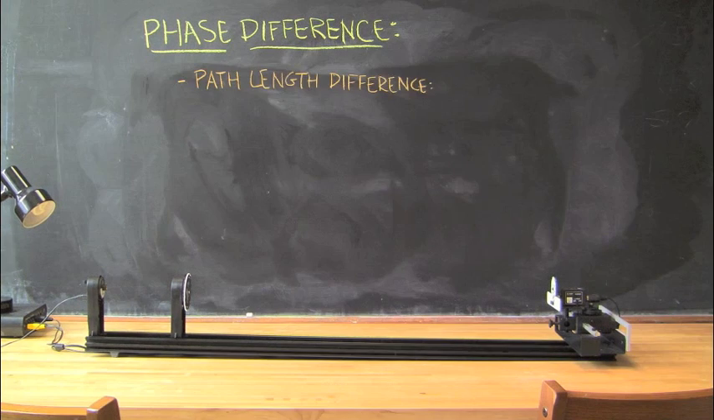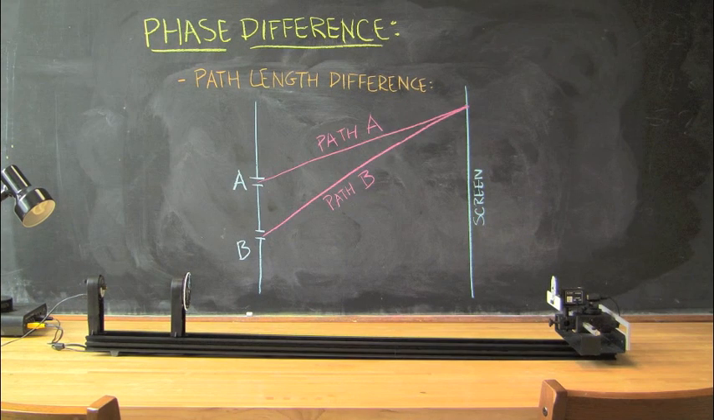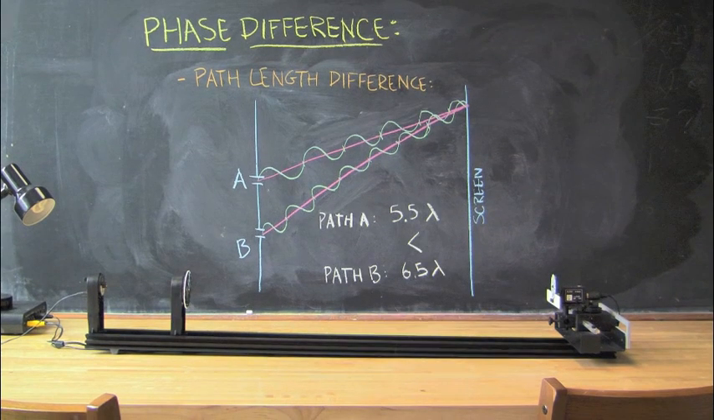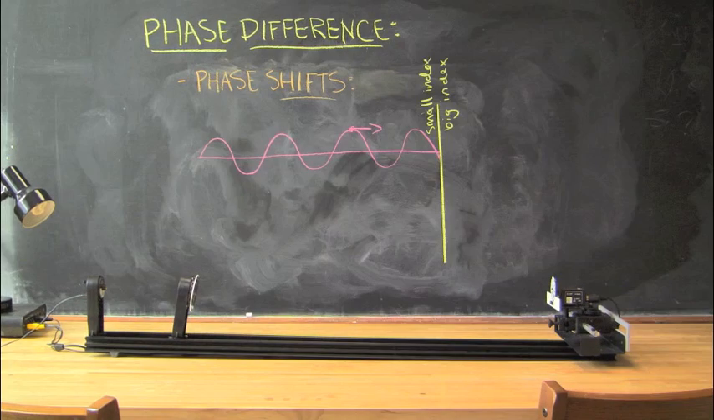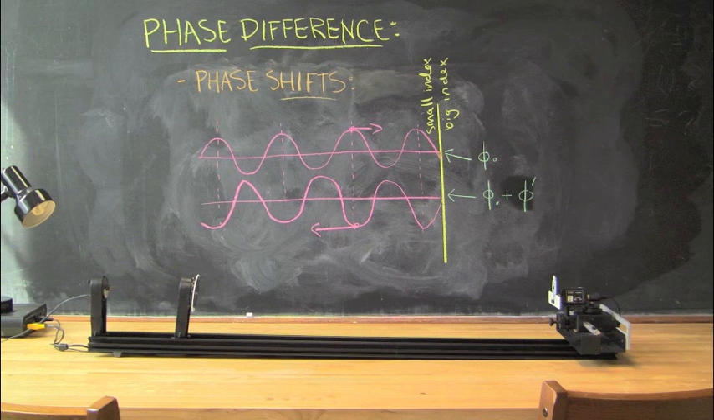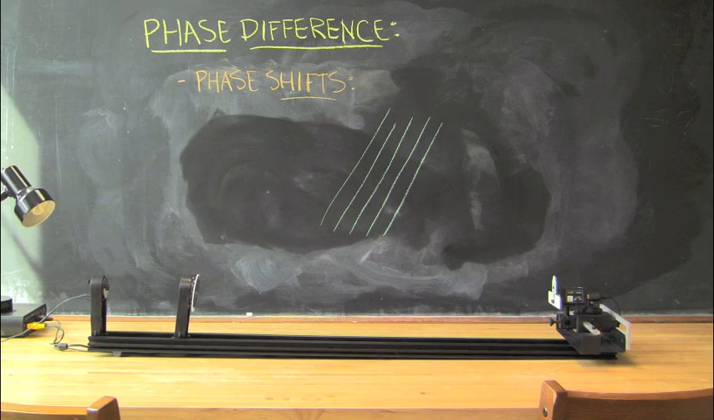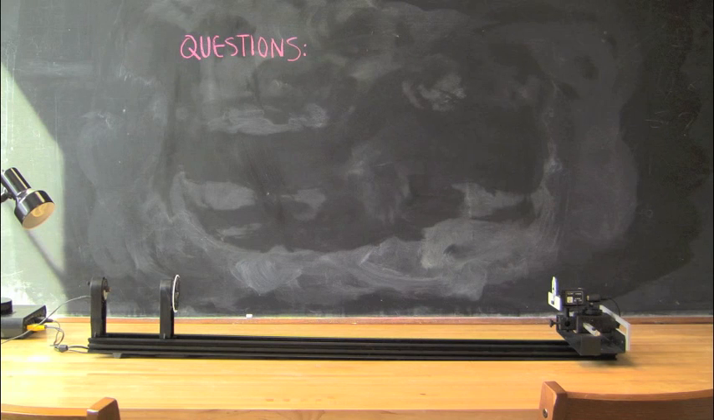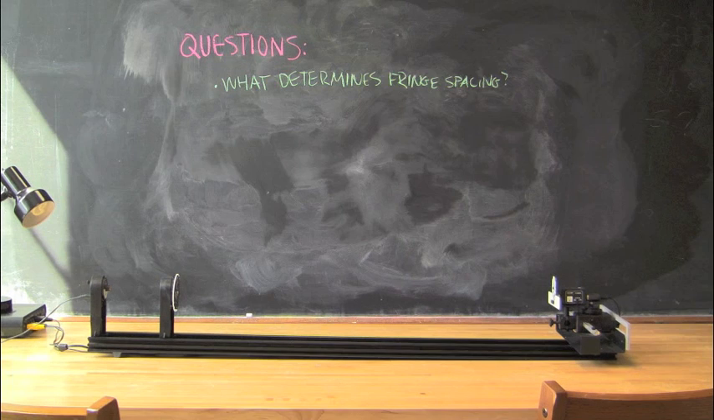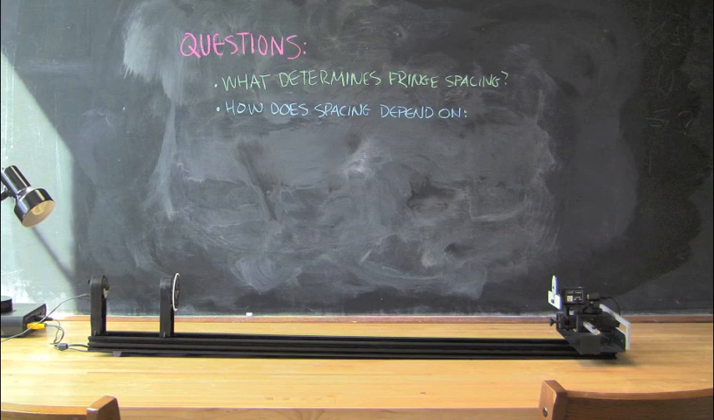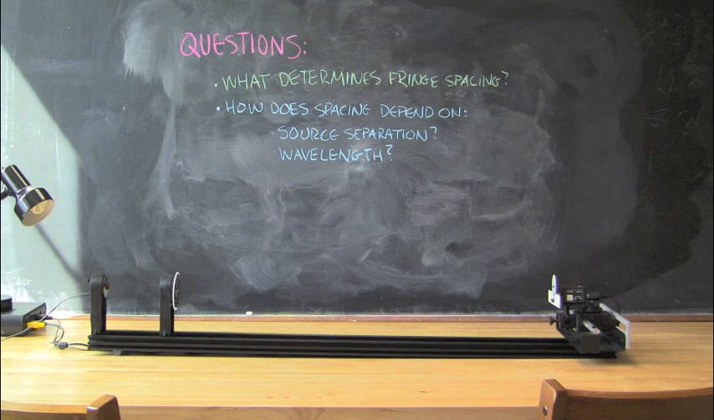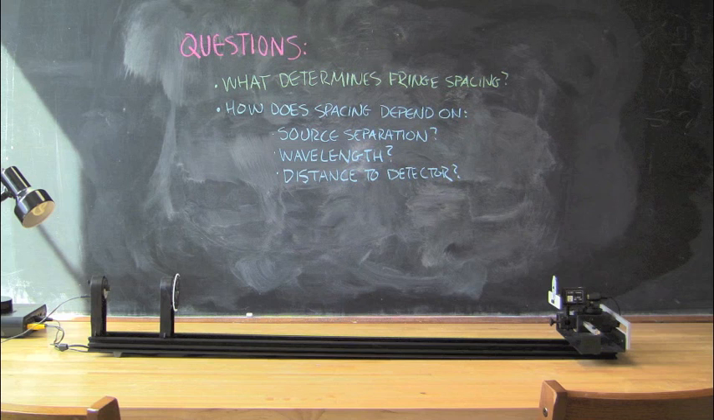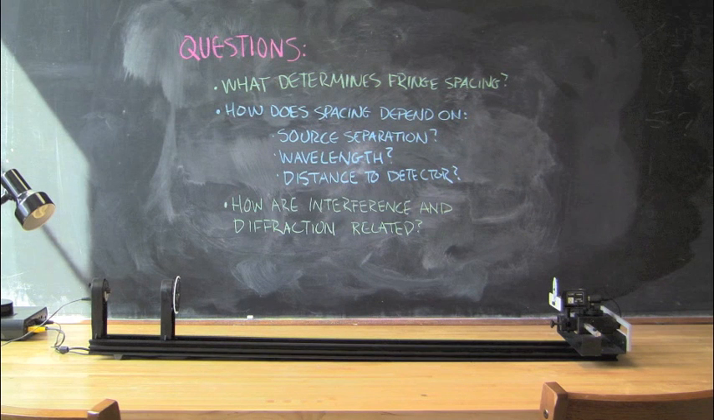We will see that these phase differences arise when the distances to each of the wave sources fit different numbers of wavelengths, or because of the phase shifts that happen when light reflects from a medium with a higher index of refraction. The effects of the second source of phase differences will be quite striking when we look at thin films. By the end of this lab, we should be able to answer questions like, what determines the fringe spacing when we interfere two sources? How does the fringe separation change when we change the source separation or the wavelength or the distance to the detector? And how are diffraction and interference related?